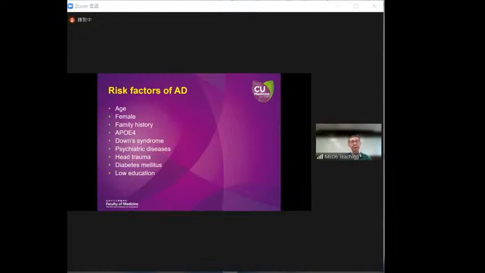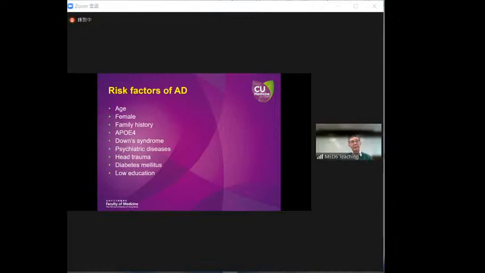Repeated head trauma or significant head trauma resulting in loss of consciousness will increase your risk of Alzheimer's disease long term. So that means in your early 20s, if you are hit by a car and go unconscious, then in your 70s, you're more likely to develop Alzheimer's disease.